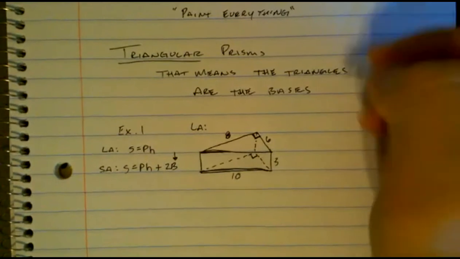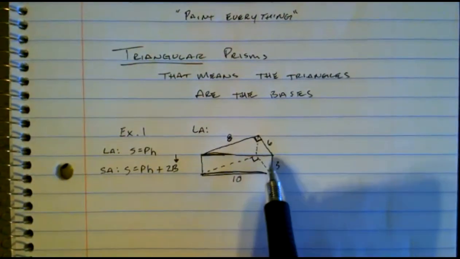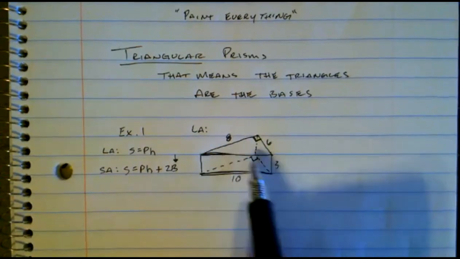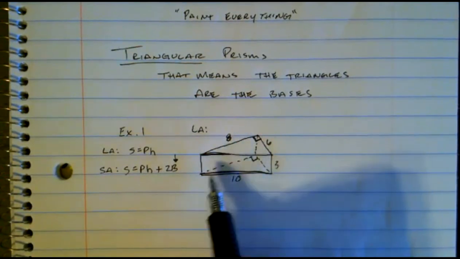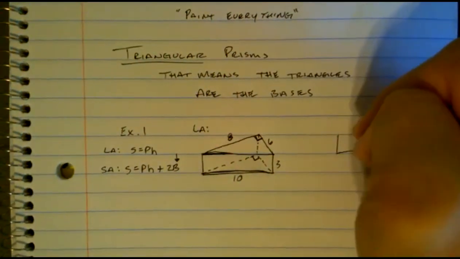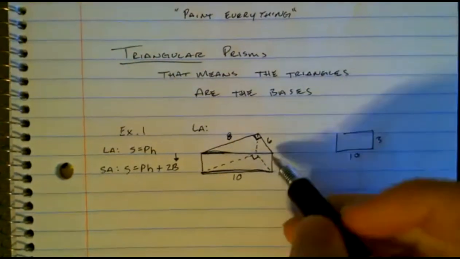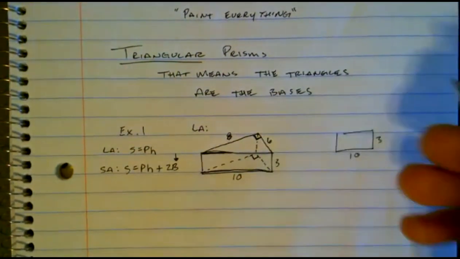So again, if you wanted to, you could draw these out. Now, what we have to realize is how many sides do we have? How many faces are there on this? Well, there's this one rectangle in the front. That is 10 by 3.